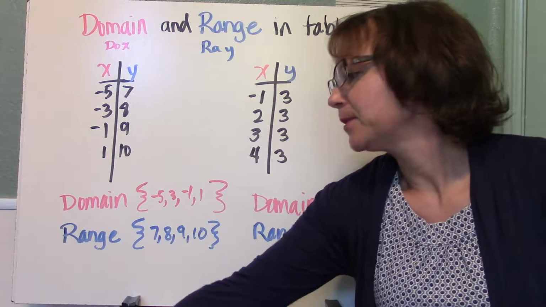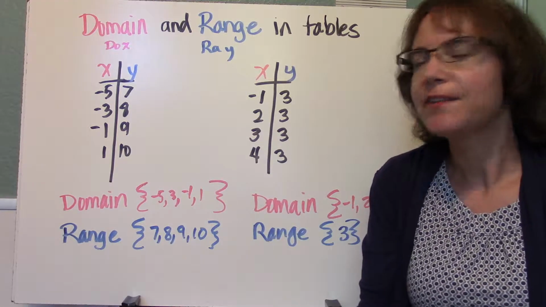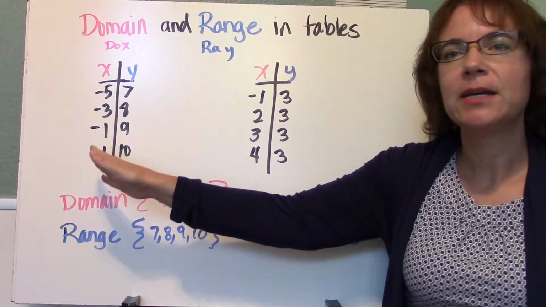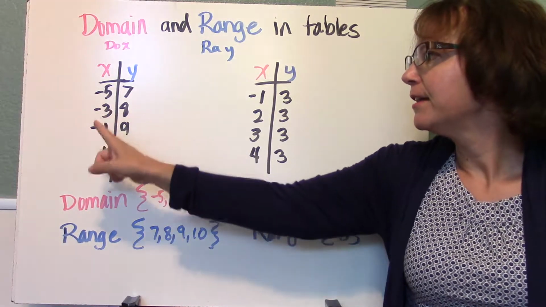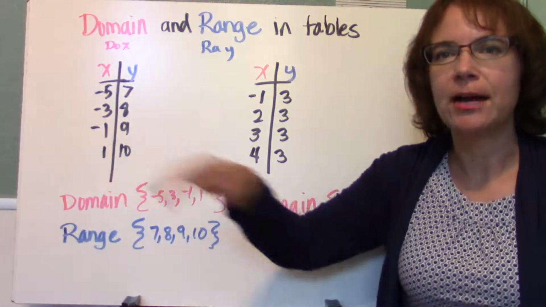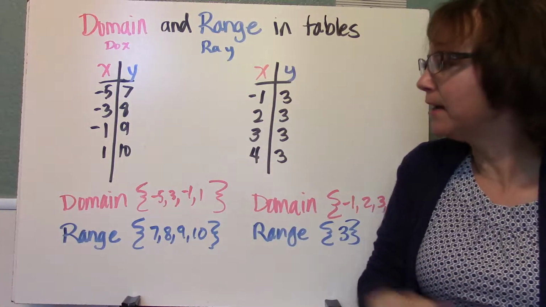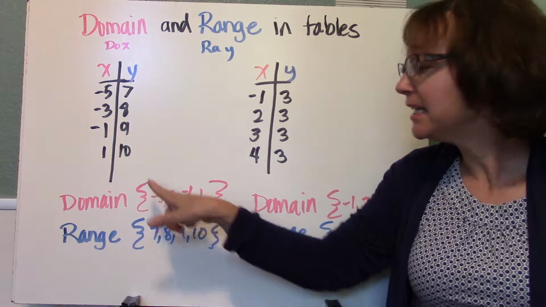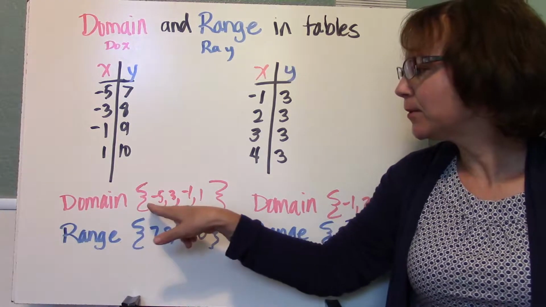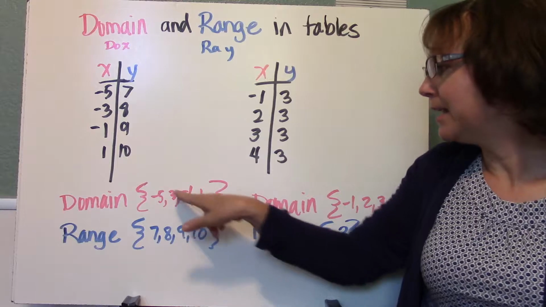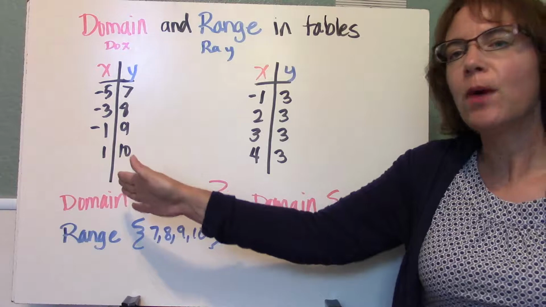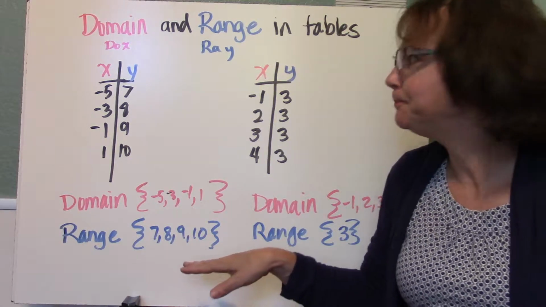In a table it's pretty easy to identify what the X values and what the Y values are. So, domain and range in a table. When we look at our X values, we can see they take on -5, -3, -1, and 1. We don't know if this is describing something bigger. If we're just telling the domain of this table, we would just list them out. These little curly brackets are just set notation. So for our domain, X is equal to -5, -3, -1, and 1. And our range is just going to be our Y values, 7, 8, 9, and 10.